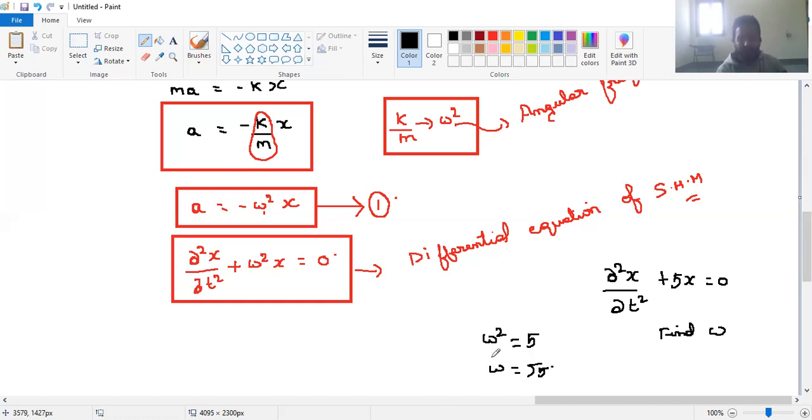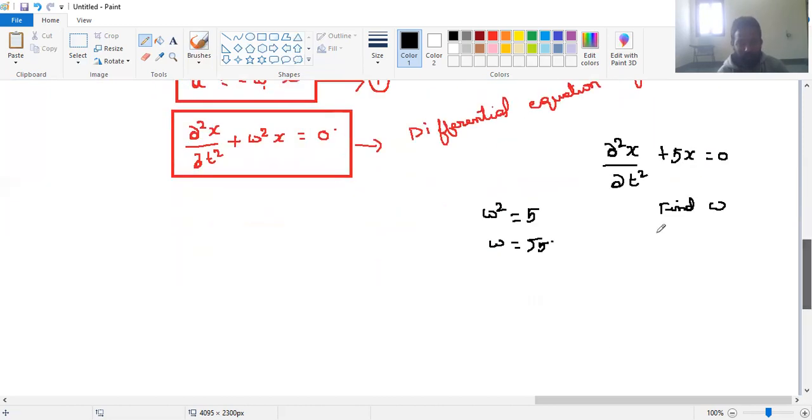So it is very simple. This is asked in the NEET examination. Very simple question. The only thing which you should know is what the differential equation of SHM is. And once the comparison has been done, you will get omega is equal to root 5. So this is all about a question regarding NEET.